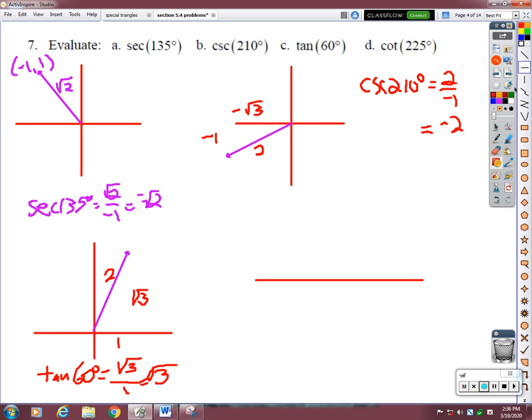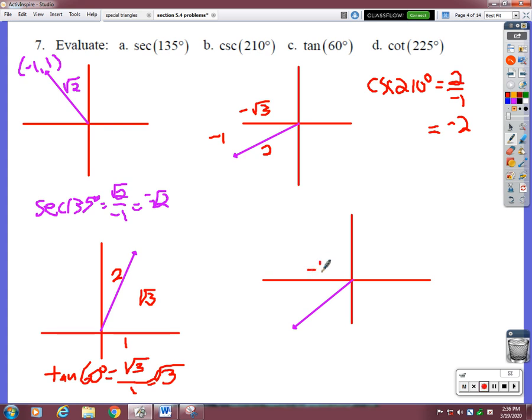Okay, cotangent 225, this was going to be an easy one because it's going to work out to be a 45, 45, 90, because 90, 180, and then another 45. So this is negative 1, this is negative 1, and the radius is root 2. Cotangent of 225 is x over y, so negative 1 divided by negative 1, which is 1.